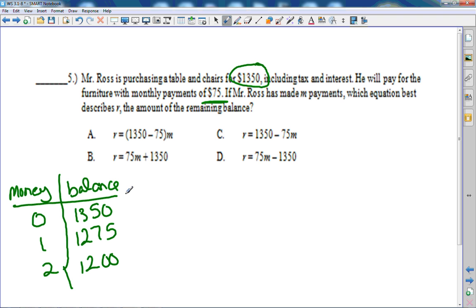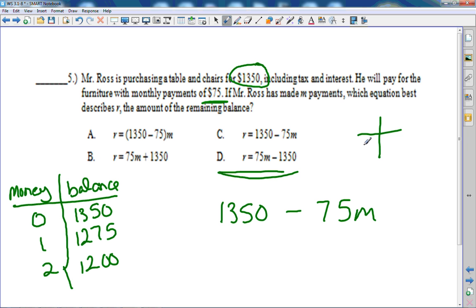Now you could build a table and then put these in the calculator to see which one works. Well, what am I doing? I know that I am starting out with 1,350 and I am subtracting off 75. Now, here's the deal. A lot of times people choose letter D. Letter D is not the right answer because if you made a table, you would have 0 and negative 1,350, and these numbers would be negative. This is not correct. Your correct answer is C.